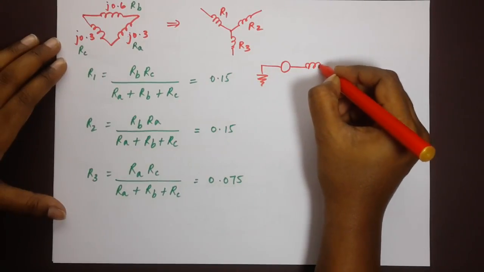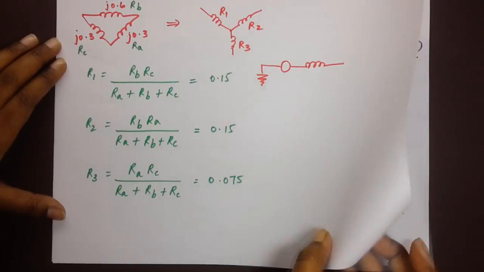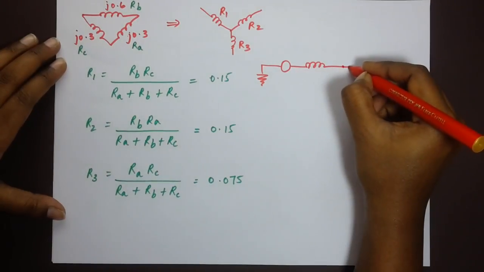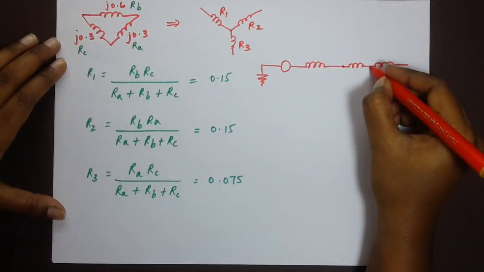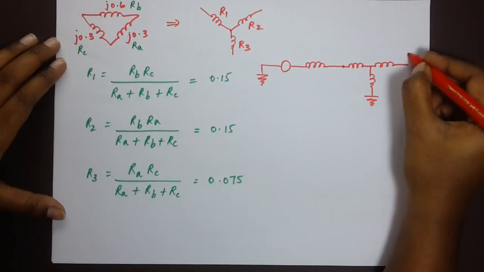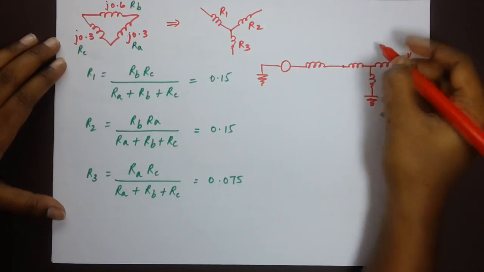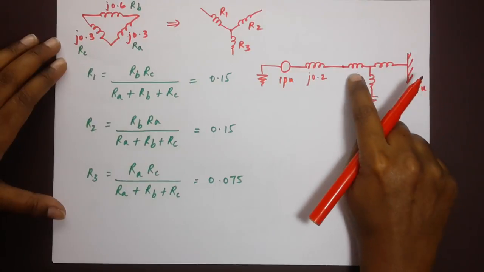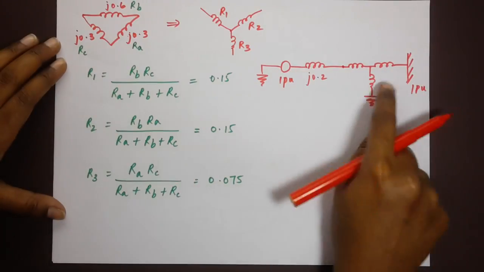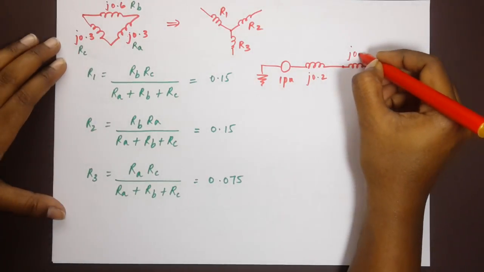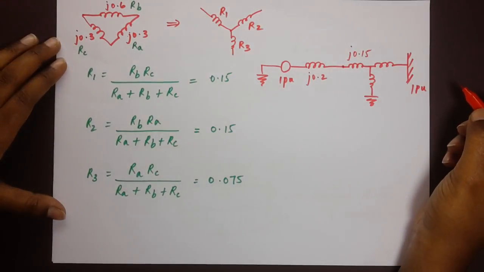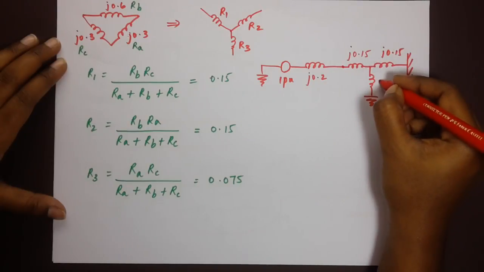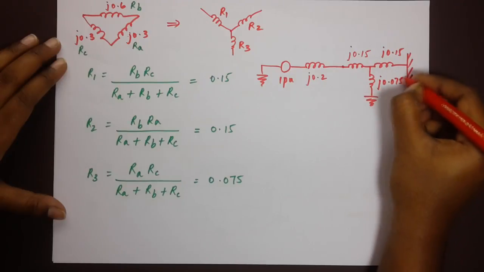So if we were to write this in the equivalent form in the circuit, please observe. We are converting this delta connection to star. That's 1, 2 and 3. That's our infinite bus 1 pu, and that's j0.2, that's 1 pu. So this is our star that we have converted. Here we have R1 at j0.15, R2 also j0.15, and R3 at j0.075.